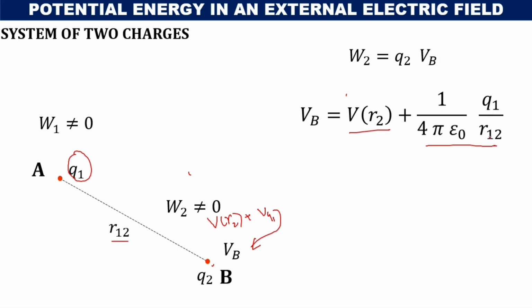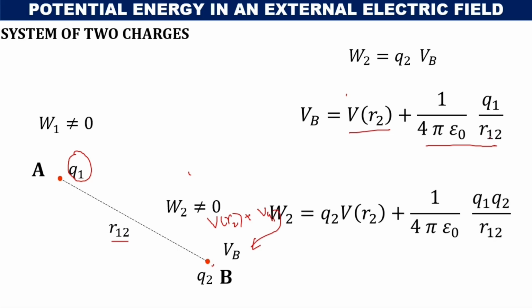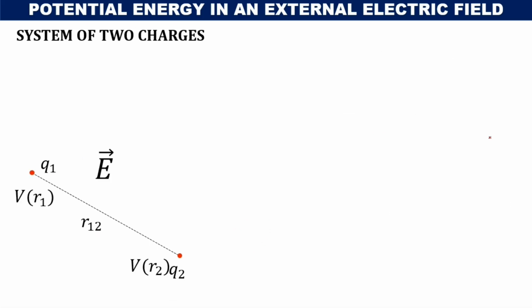Substituting the VB value, we will get W2 is equal to Q2 into VR2 plus 1 by 4 pi epsilon naught Q1 Q2 divided by R12. Since we have determined the expression for W1 and W2, the total work done in assembling the charges will be equal to the sum of W1 and W2, which is stored in the form of the potential energy of the system.